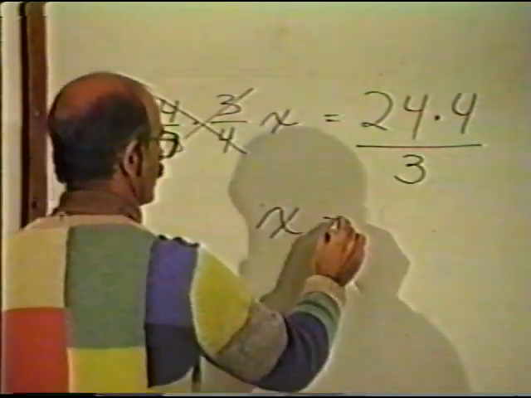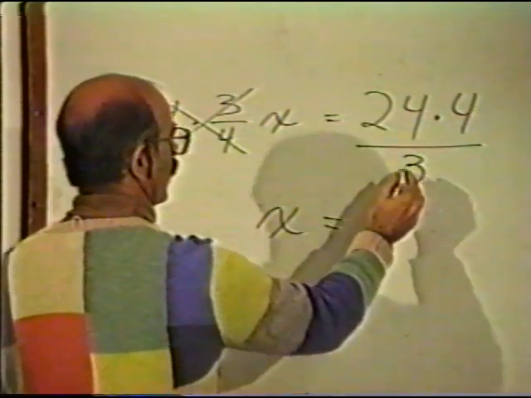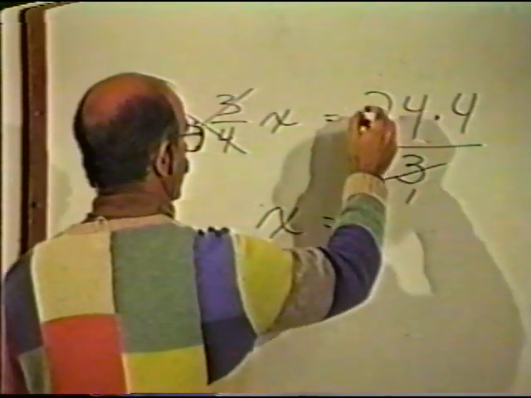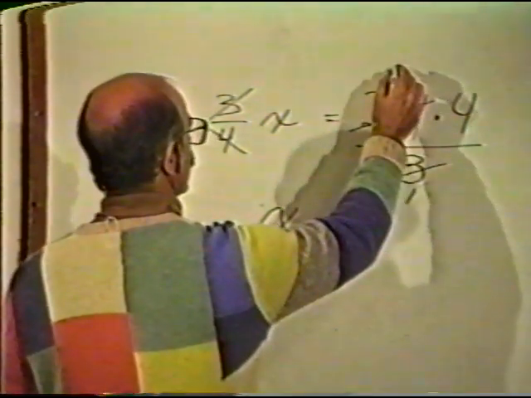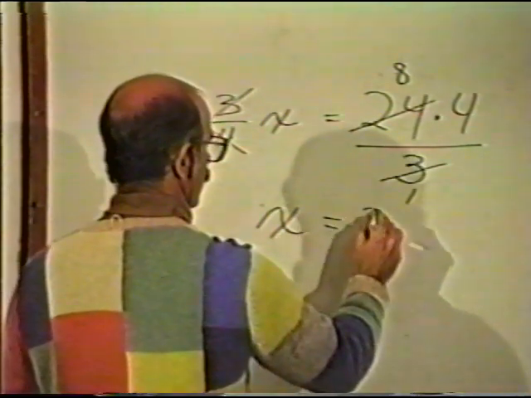And on the other side, the 3 can cancel with the 24. 3 into 3 is? 1. 3 into 24 is? 8. 8 times 4 is? 32.